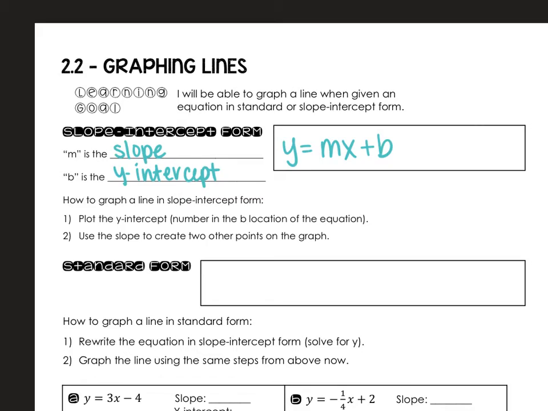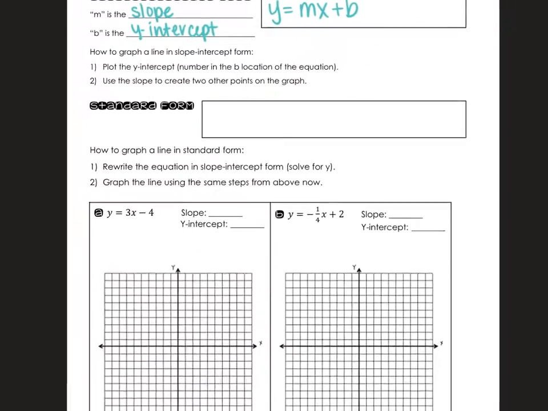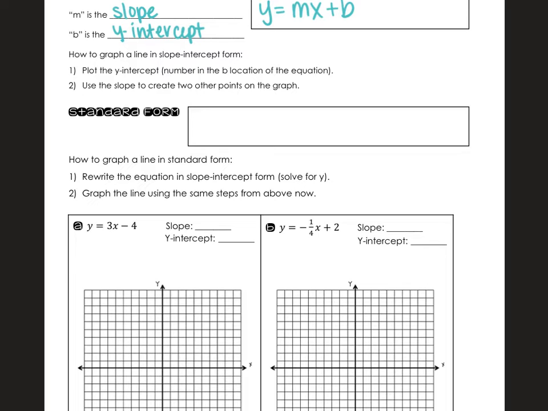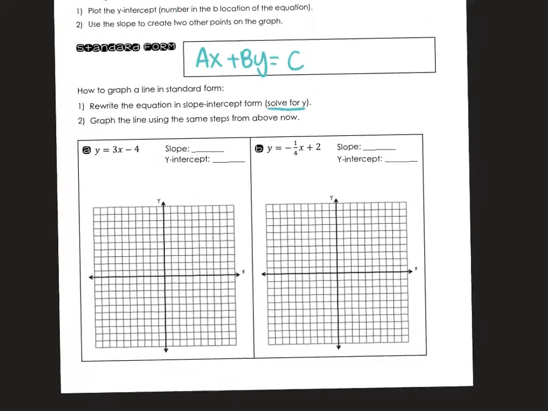All right, now looking at standard form, it's going to be ax plus by equals c. And for standard form, you need to first rewrite the equation in slope-intercept form. And by doing this, you're solving for y, and then you will graph the line using the same steps as above. All right, so let's look at these.